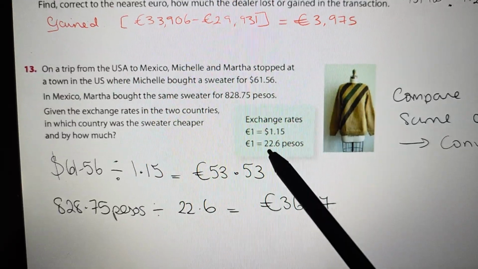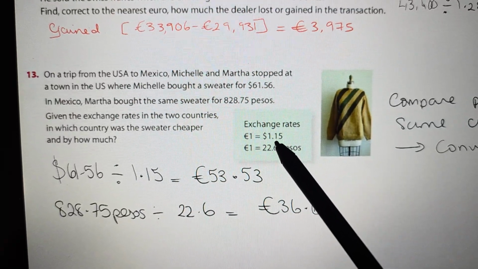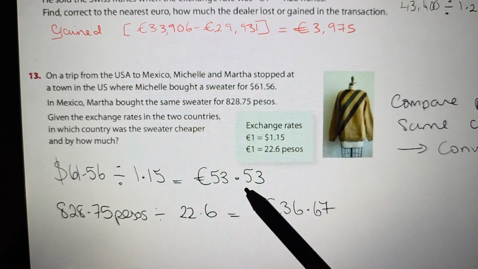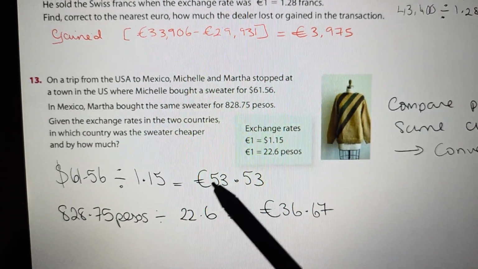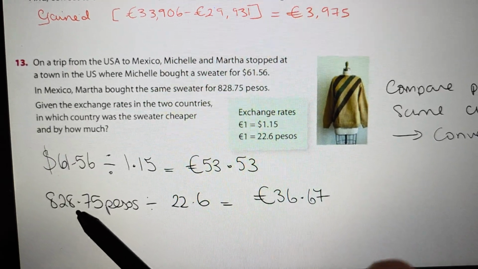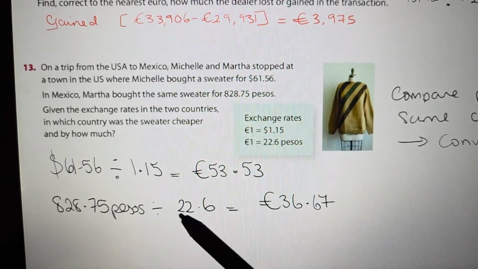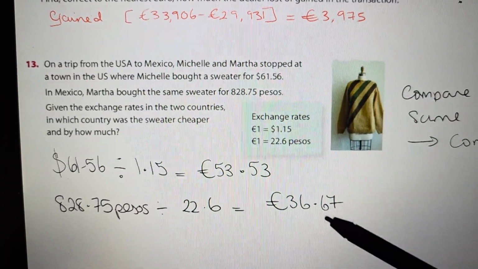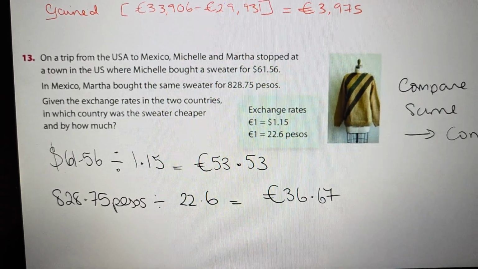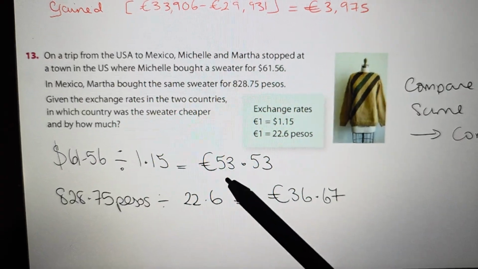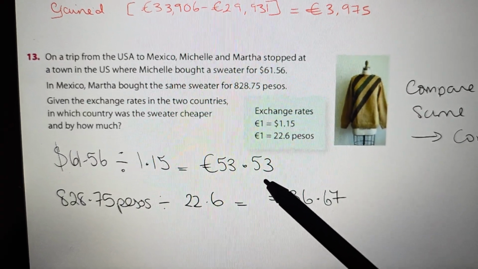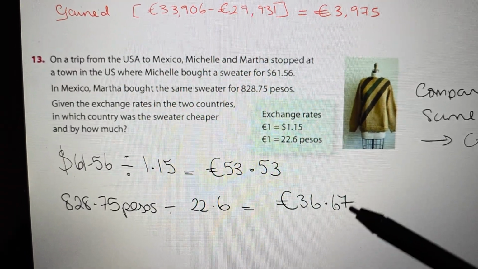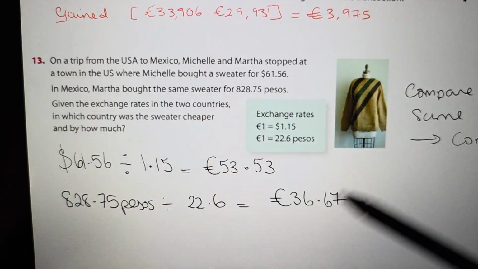$61.56 divided by the euro to dollar exchange rate, which was $1.15. That will give me €53.53. That's how much the jumper cost in America. Then we go to Mexico. It was 828.75 pesos divided by the euro to peso exchange rate, 22.6. That works out to be €36.67. So if she bought it in America, it was costing her €53.53 in euros. If she buys it in Mexico, it'd cost her €36.67 in euros. Therefore, it's cheaper to buy it in Mexico.